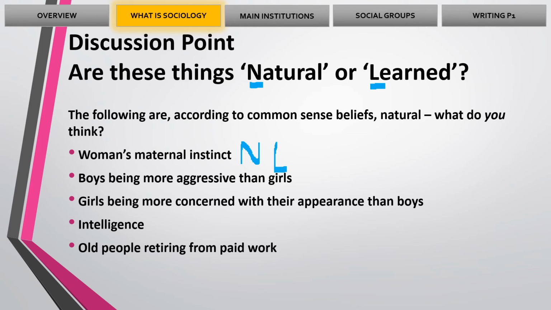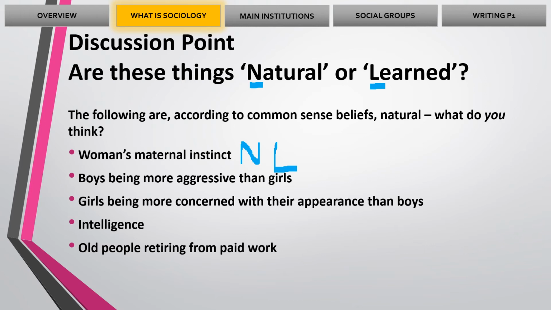But on the flip side, we could think about learned behaviour. So, of girls, how many of you had a baby doll or a little doll in a pram, and you would have learned the nurturing, the caring behaviours?